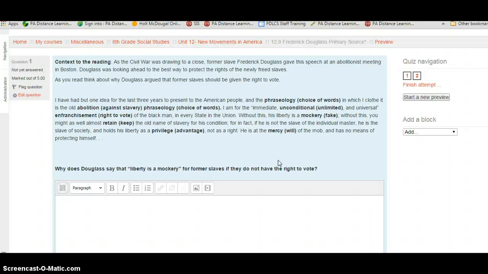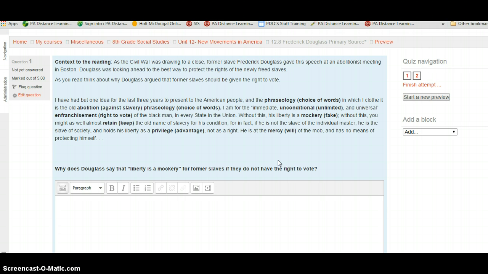in every state in the Union. Without this, his liberty is a mockery, which means his liberty is fake. Without this, you might as well not almost retain or keep the old name of slavery for his condition. For in fact, if he is not the slave of the individual master, he is the slave of society, and holds his liberty as a privilege or advantage, not as a right. He is at the mercy or will of the mob, and has no means for protecting himself.